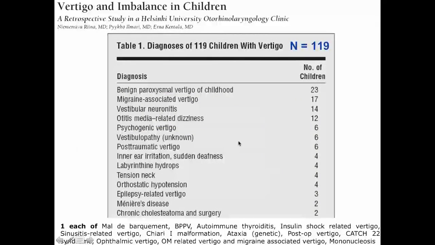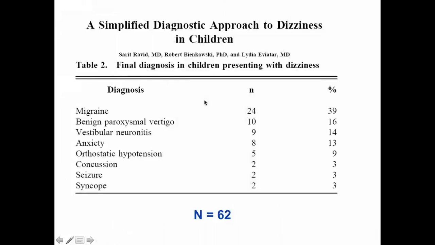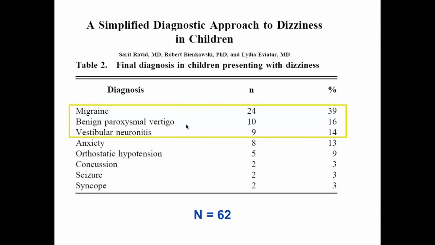This is another study by Rena, and again we see benign paroxysmal vertigo of childhood, so the migraine variant, migraine-associated vertigo, and vestibular neuronitis. So again, migraine-related disease is exceedingly common in children. This is by Dr. Ravid, and again, similar themes. I show you all of these to demonstrate that the top diagnoses are very common between case series.